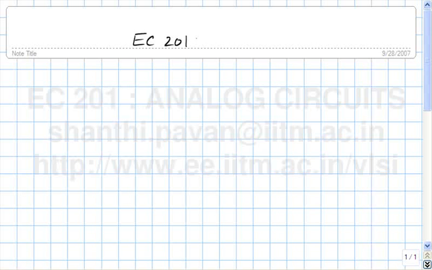EC 201, lecture 27. Yesterday we were looking at the active load, where the basic idea was to notice that when you want to get larger and larger gain with a traditional common source amplifier, the gain is of the form minus gmRL, and if you want to keep the gm of the transistor the same but to go on increasing the gain, you have to go on increasing RL, and then you found that the only way you can keep the transistor in saturation is to make the power supply voltage larger and larger and larger.